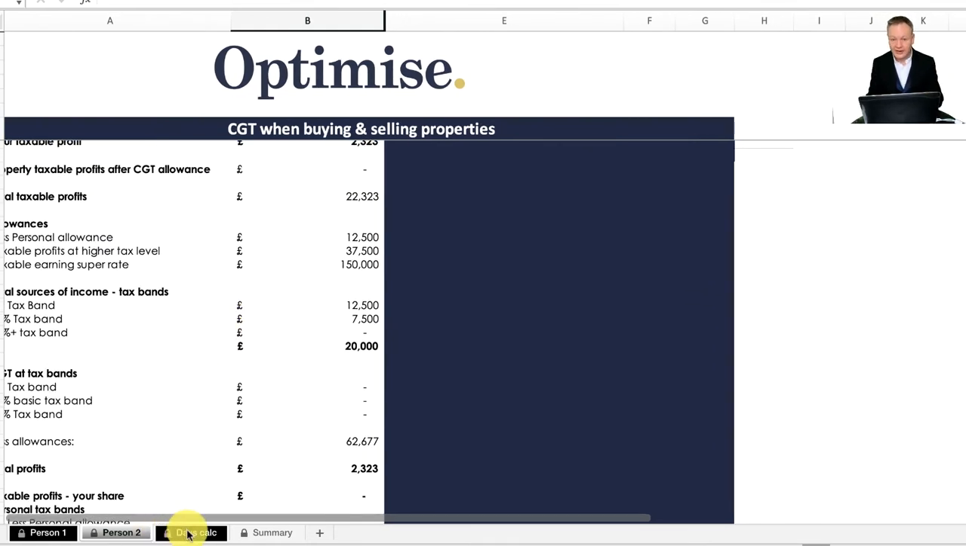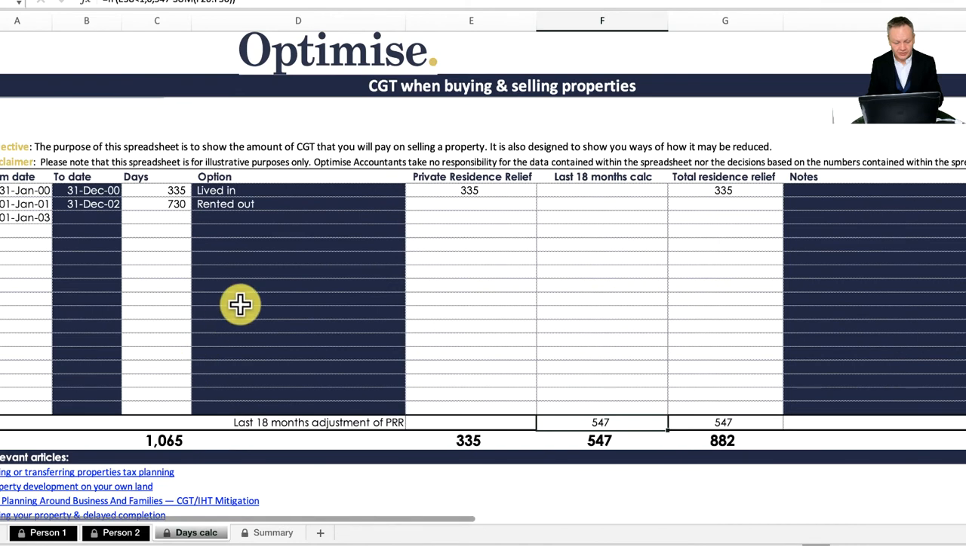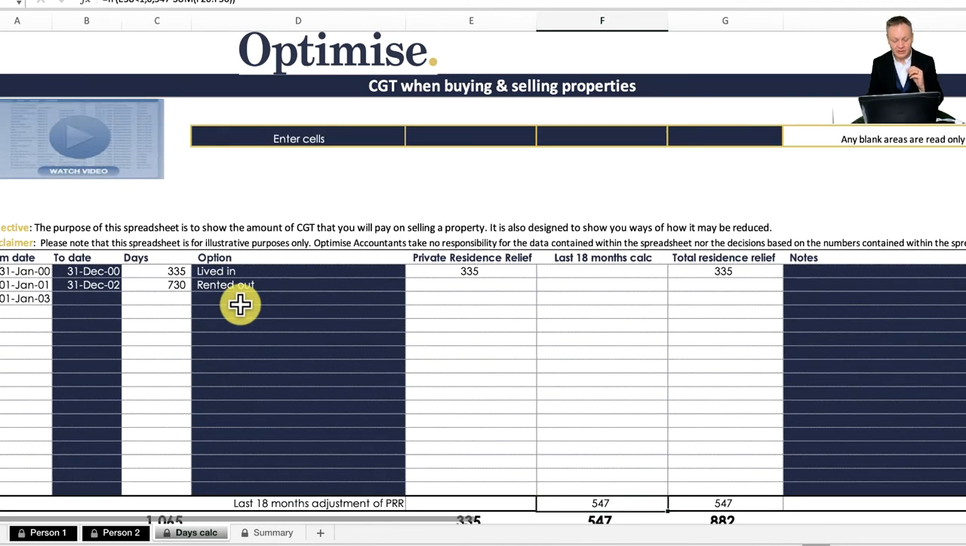And what we've got now is days calcs. So this is whereby we want to make sure we get the right number of days situated here. So remember, we've got the property 31st of January 2000. Now they may have lived in that property to the end of December 2000. So they lived in that property for pretty much 1 year. And then they vacated that property and rented it out ever since.